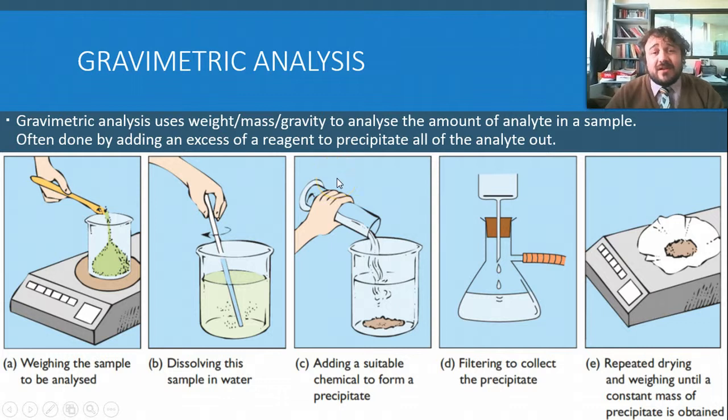Now, gravimetric analysis is as simple as this. Basically, we're using the weight or the mass, so therefore gravity, to analyze the amount of analyte in a sample. Analyte is just what we're measuring. This is often done by adding an excess of a reagent, which will precipitate all of the analyte out. So, for example, we would weigh the sample to be analyzed. We've got our fertilizer, we're going to weigh it. We then dissolve it in water, not a problem. So we dissolve it all up, and we're trying to work out how much sulfate.